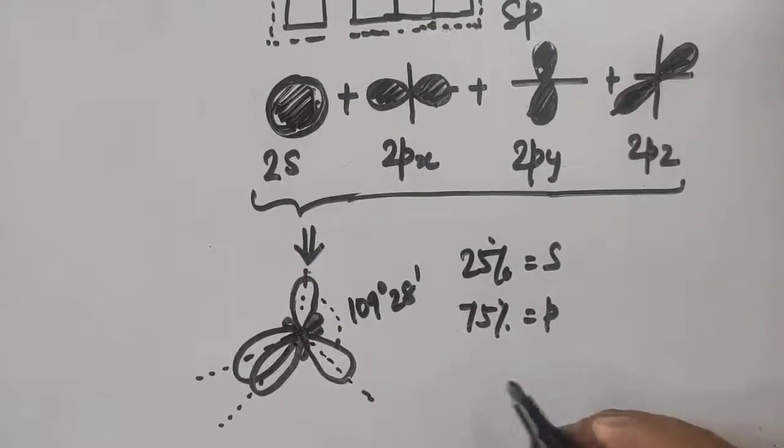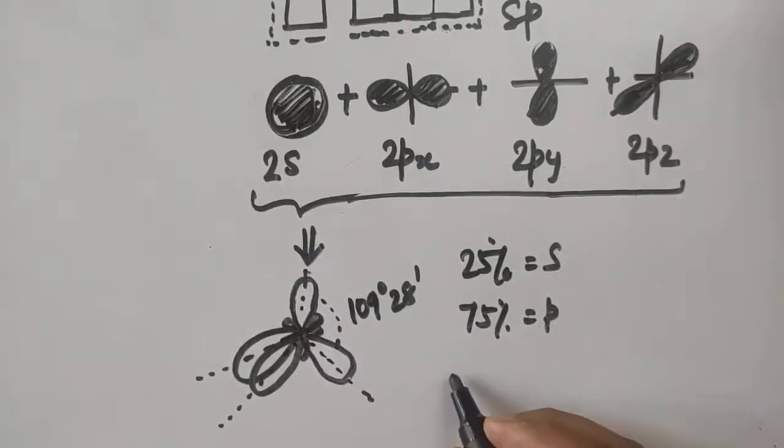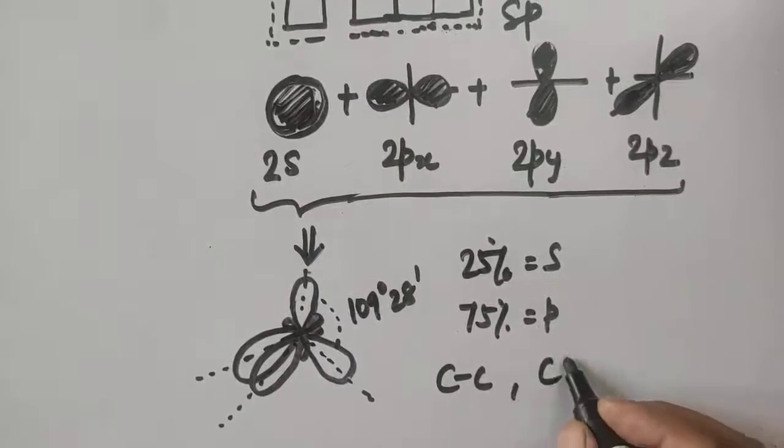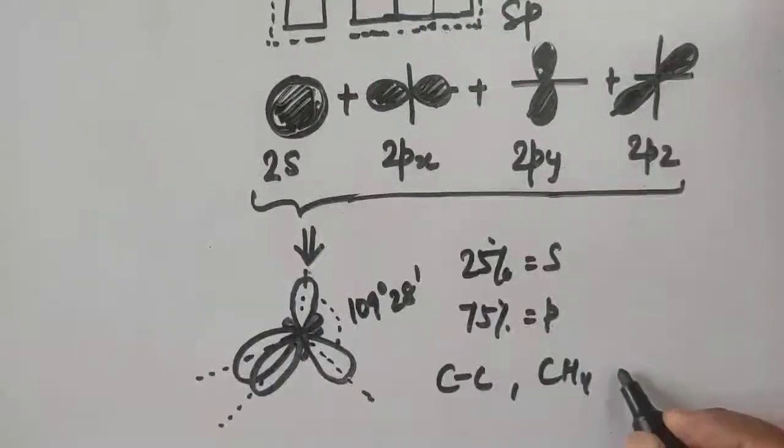The examples of compounds that show sp3 hybrid orbitals are carbon compounds where carbon is connected to another carbon with a single bond, or carbon-carbon single bond containing compounds, and also CH4 and C2H6, etc. These are examples of compounds.